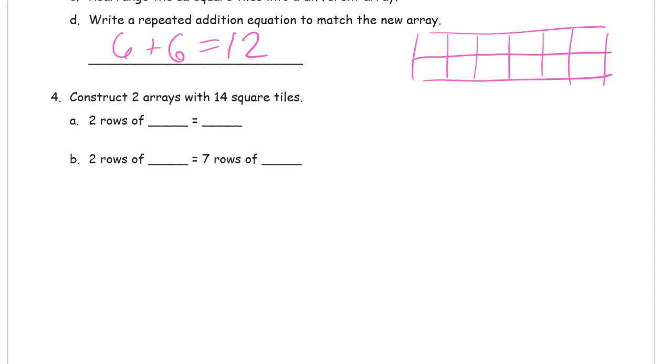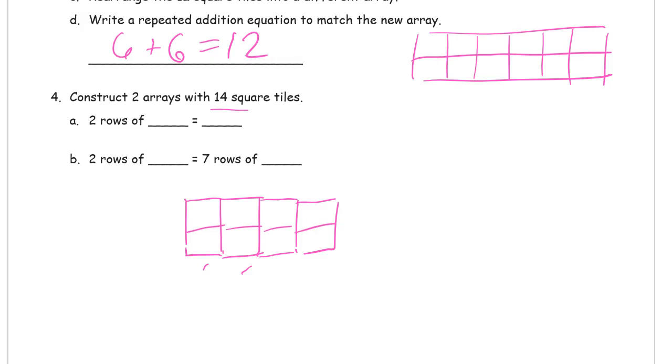Well, you might. But if you have 13, you're not going to be able to make anything except a row of 13 or a column of 13. But we have 14. Make sure you have all 14. Two rows of, so we can use that trick, right? That if you know there's two rows, let's draw the first two rows. There, and then we'll just see how many we can have in each row. Counting by twos as we go.